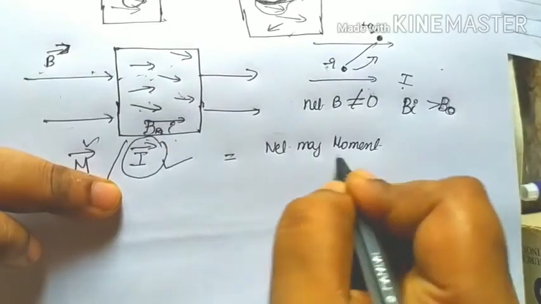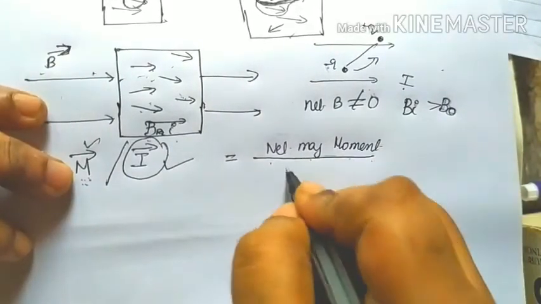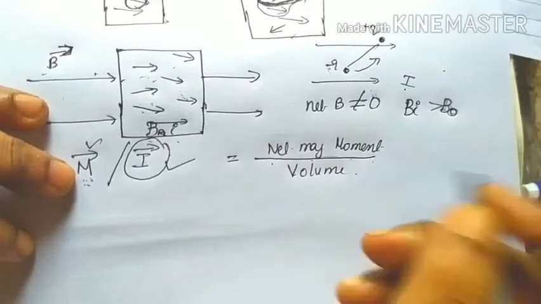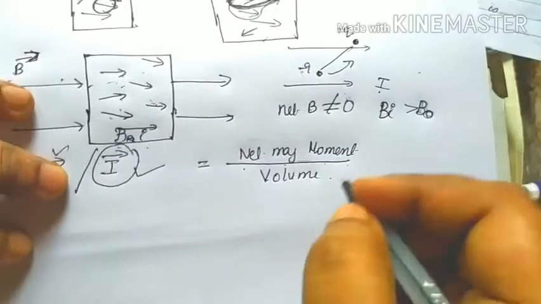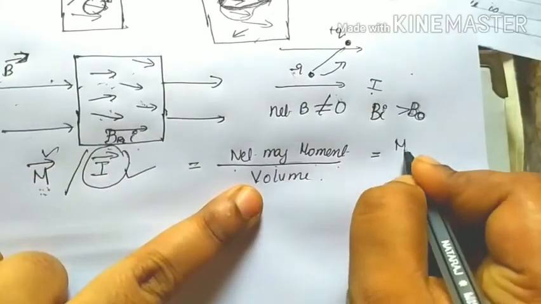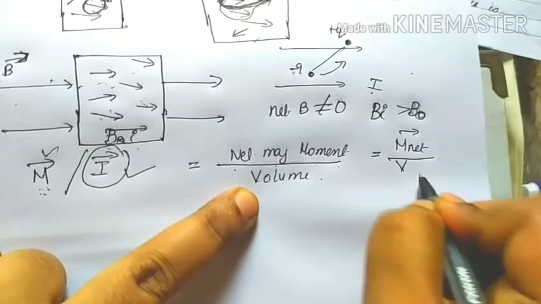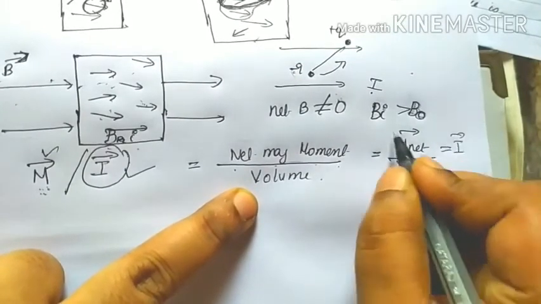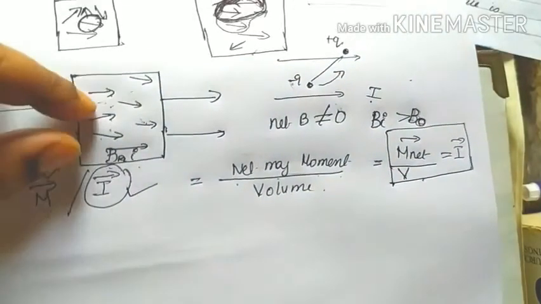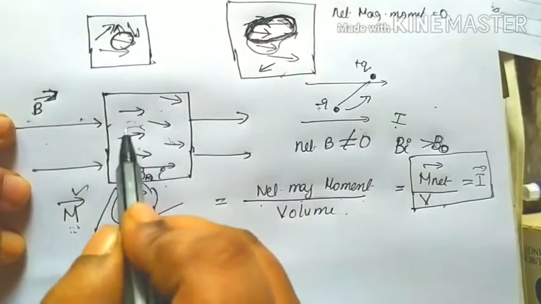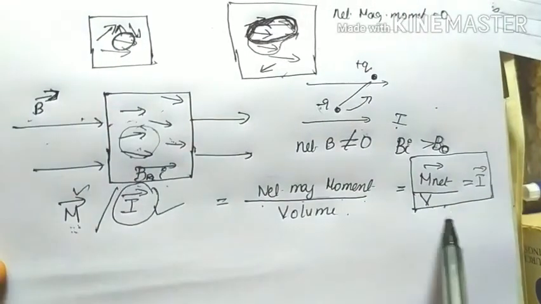Guys, I'm not writing the entire word, so please write when I am telling you. It's the net magnetic moment per unit volume. Net magnetic moment per unit volume. So I will write it as M net, the net moment, divided by volume V, that is your I bar. Learn this equation by heart. If I consider this material in unit volume, how much net magnetic moment is present? That is known as magnetization.